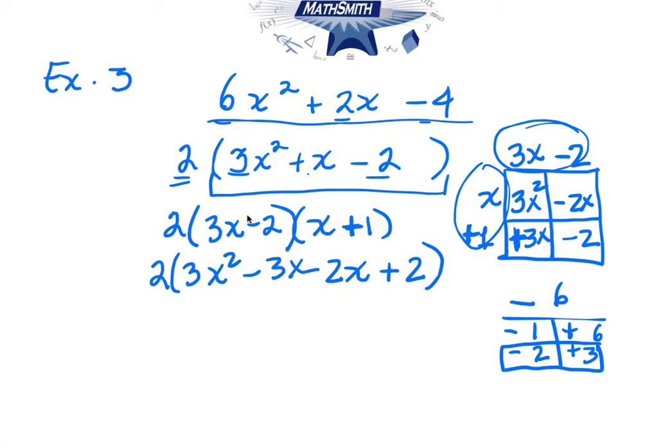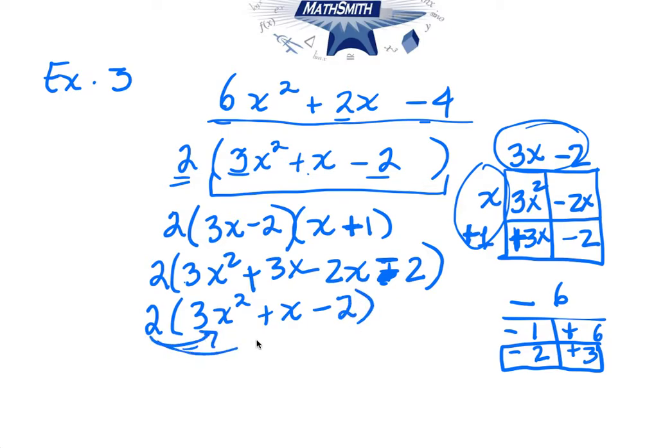But so what's that going to do? Okay, so that's 3x squared. Then that's going to be plus 3x. That's better. Minus 2x. And then this is going to be minus right here. Okay, there. Now it works out. All right, 3x squared. That's plus x minus 2. And then the last step is, of course, you can redistribute that 2 right through here again. And you would get your original equation back.